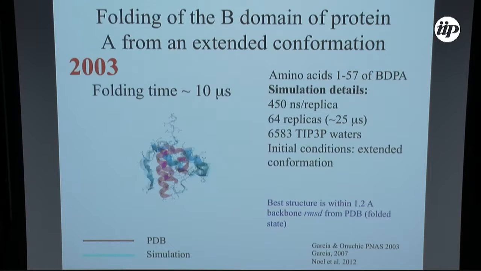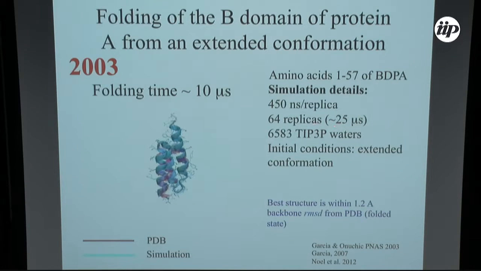So here's protein A, 59 amino acids. This system has 6,583 water molecules. So it's a box that has to be large enough to hold the unfolded state. Purple is the folded state. Cyan is actually the structure that we get. And this was published in 2003.